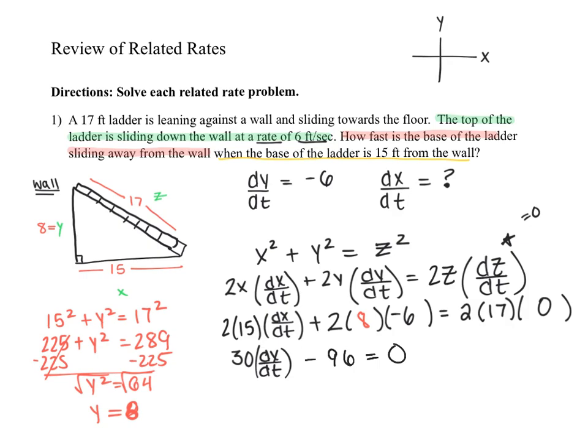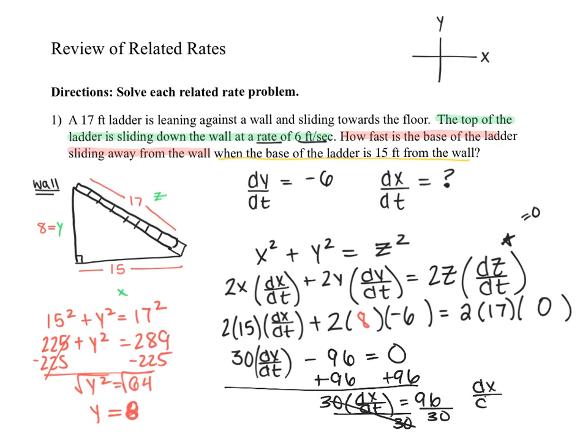So we add 96 to both sides. So we have 30 dx/dt equals 96. And then divide both sides by 30. So 96 divided by 30 gives us approximately 3.2. And don't forget, feet per second. And that is my final answer.